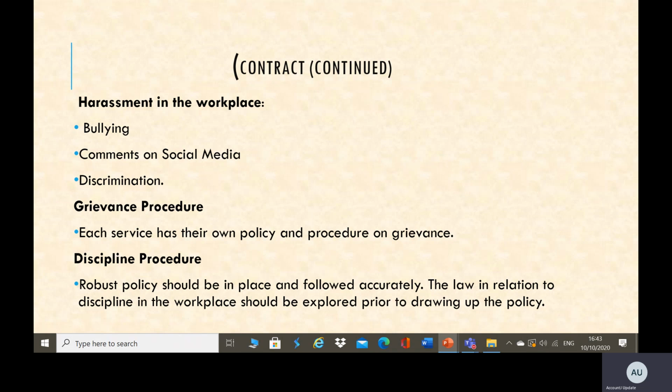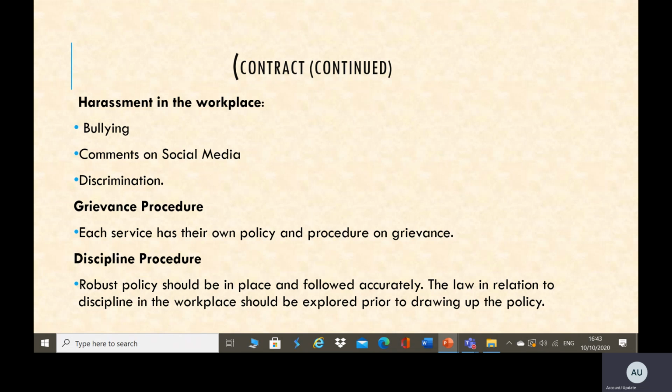Grievance procedure: each service has its own policy and procedure on grievance. That would be if an employee has a problem, and well, everyone has a thing. If you're a childcare assistant, you may talk to your room leader. If you're an SNA, talk to your teacher. If you get no satisfaction there, you may well have to go to the manager and see can the grievance be sorted.